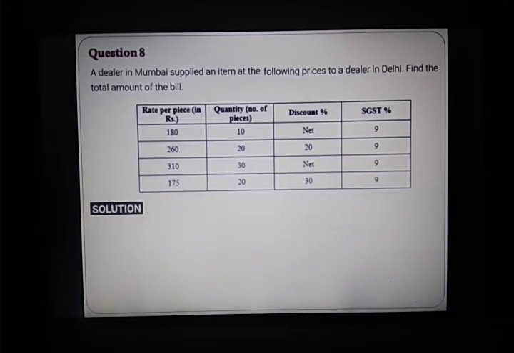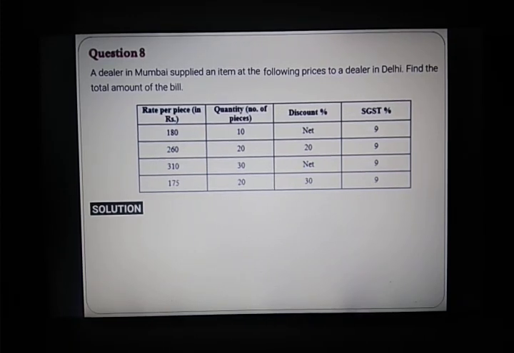Okay, let us have a look at the next question. A dealer in Mumbai supplied an item at the following price rate to a dealer in Delhi. So basically here the transaction is happening from Mumbai to Delhi, so that's why it's an interstate sale. Please remember that. Now the question says, find the total amount of the bill.